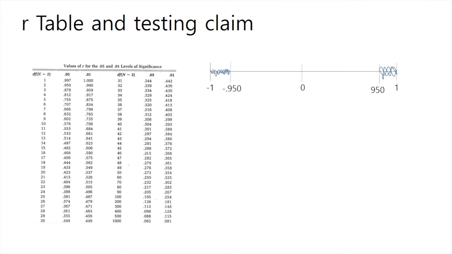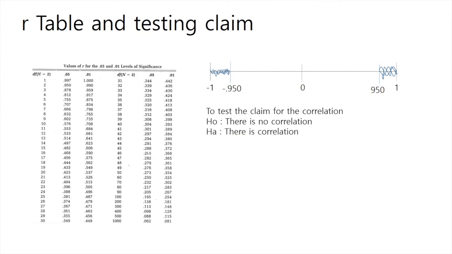Let's take an example to draw a graph for the r table. The graph for r looks like this. When using n as 4, the degrees of freedom would be 2, and when using alpha as 0.05, looking at the second row, we can see that r is 0.950. For the r graph, you'll have to draw a point on both the positive and negative sides for r. So looking at the graph, there is 0.950 and negative 0.950.